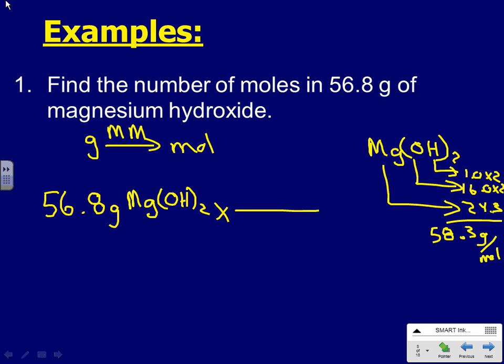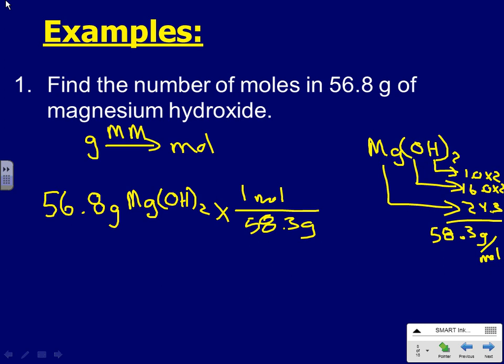I have 58.3 grams per 1 mole. That's my conversion factor right there. I can flip it over if I need to, or I can write it right side up. I don't write the 1 mole, but it's implied. Grams per 1 mole. The number goes with the grams. I have grams right here. What do I have to put and where? Brody? 1 mole on top and 58.3 grams on the bottom.